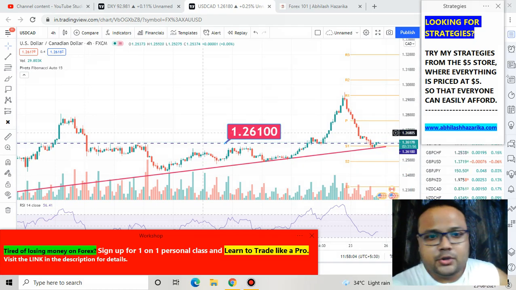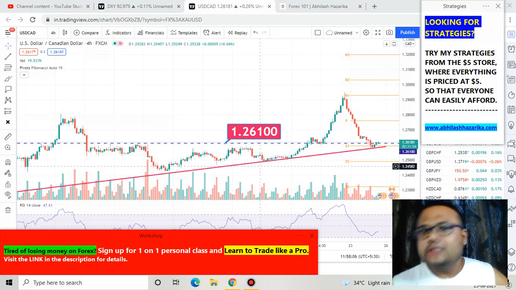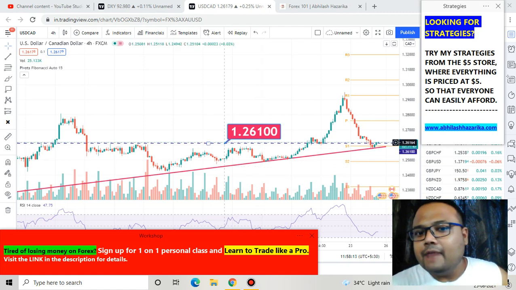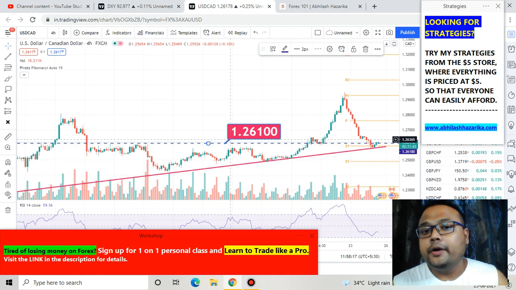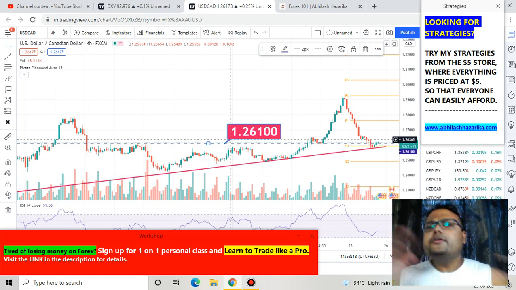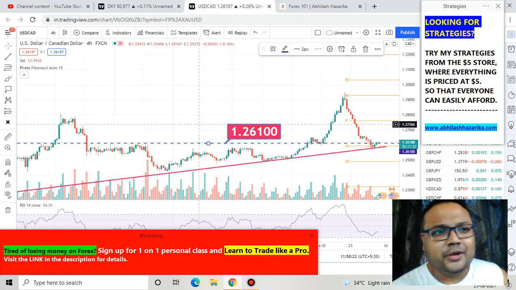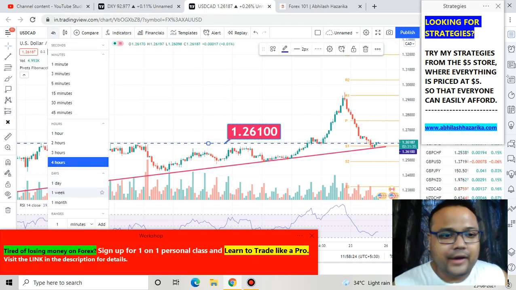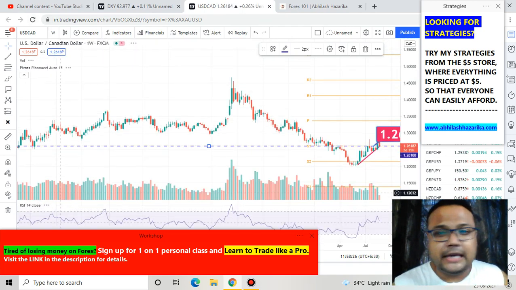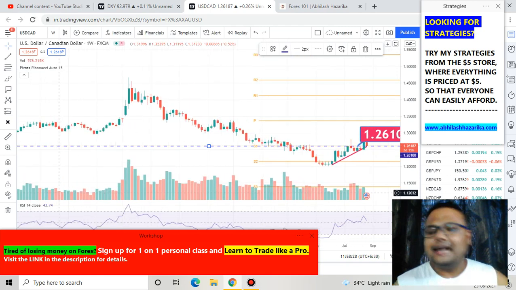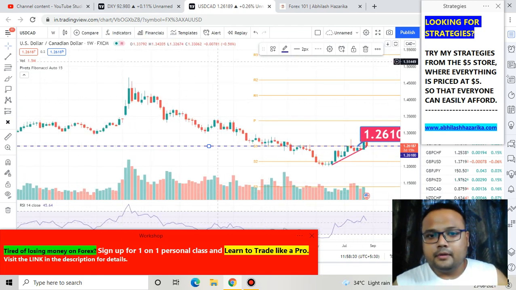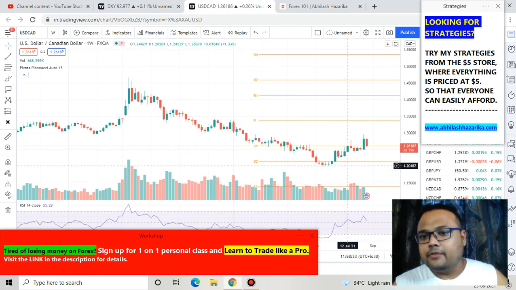Okay, so apart from this trend line, which is a dynamic support for the market, and as you can see, the market is taking support all the time, I have also got a horizontal line here at 1.2610. If you're wondering what this line, what this level is, then let me take you to the weekly chart. If you have watched my previous videos on USD CAD, then you can easily recognize these lines, because this is a level from the weekly chart.